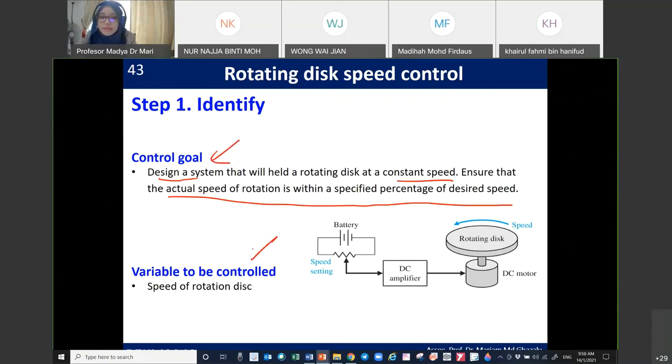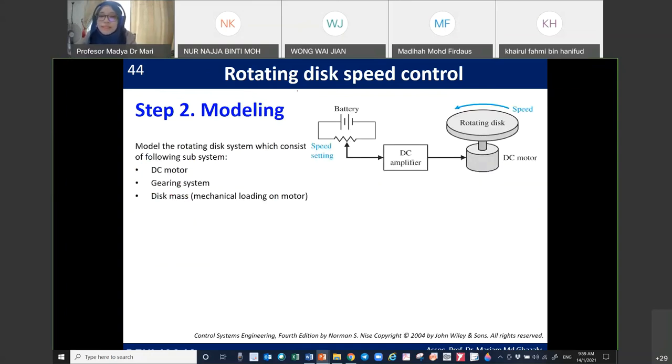So first, identify what the control goal is. The second step is to identify the variable to control. The variable to be controlled for this example is the speed. Other than that, you also need to identify the input that controls the motor. Step two will be the modeling.